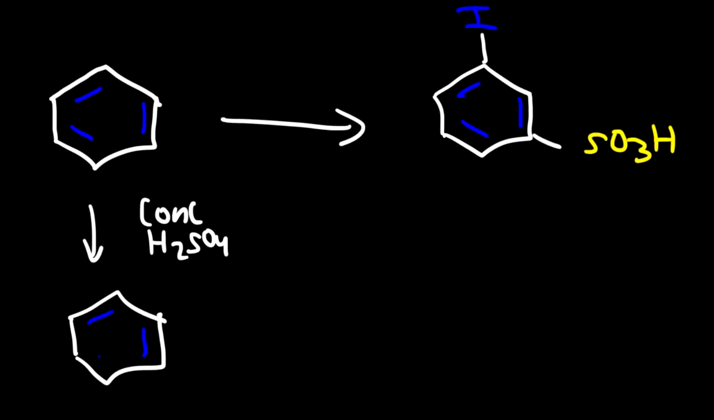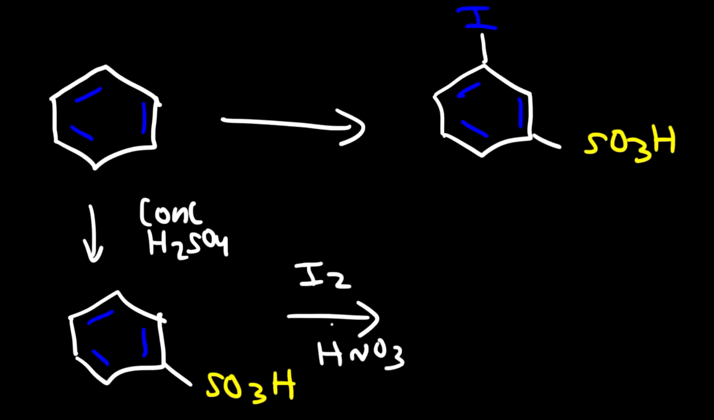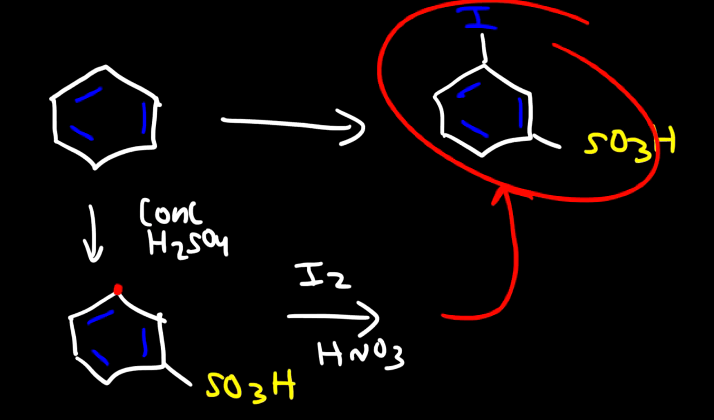So we can place that group anywhere. So we're going to put it here. And then the sulfonic acid group is a strong deactivating group, and it's also a meta director. So once we react this with I2 and nitric acid, the iodine atom is going to go here, which is going to give us this product. And so that's how we can make it. In the first step, we need to use concentrated sulfuric acid with heat, and then in the second step, iodination.